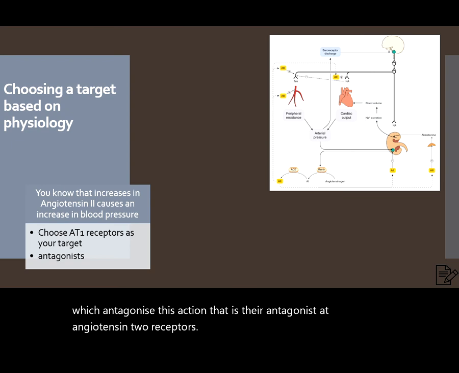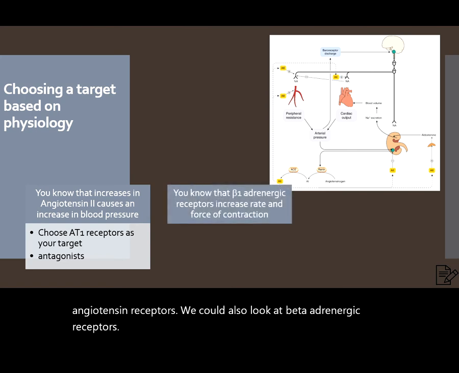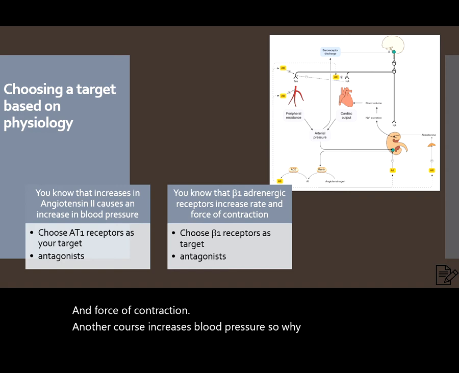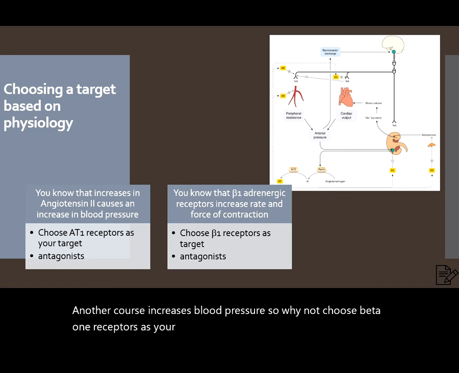But as you can see from our diagram here, there are actually several other targets. We've looked at angiotensin receptors. We could also look at beta-adrenergic receptors. We know, for example, that beta-1 adrenergic receptors increase the rate and force of contraction, and that of course increases blood pressure. So why not choose beta-1 receptors as your target, and again look for antagonists acting on this receptor.